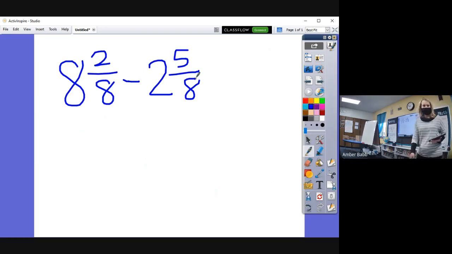Miss Bab, can we subtract the numbers? Subtract the whole numbers? No, you can't, baby, because then when you get to the fractions, you would have 2/8 minus 5/8, and you can't take 5 away. You've got to flip this into an improper.